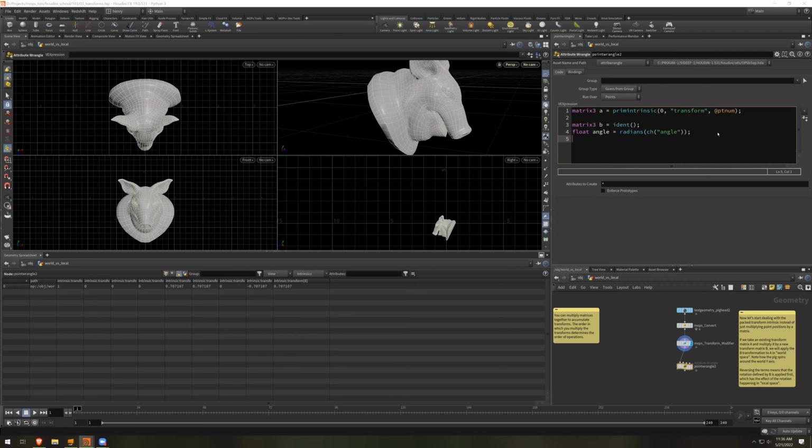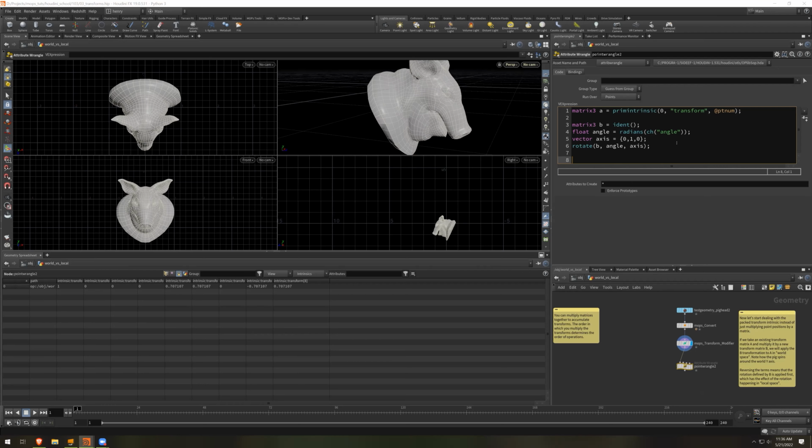The other thing I need to describe a rotation is also an axis. So I'm going to say vector axis is equal to, let's just bind this to, we want to rotate around world up. So we're going to rotate around the y-axis. And now I'm going to apply that rotation. So rotate B by that angle around that axis. So now I have my original transform and I have my B transform.